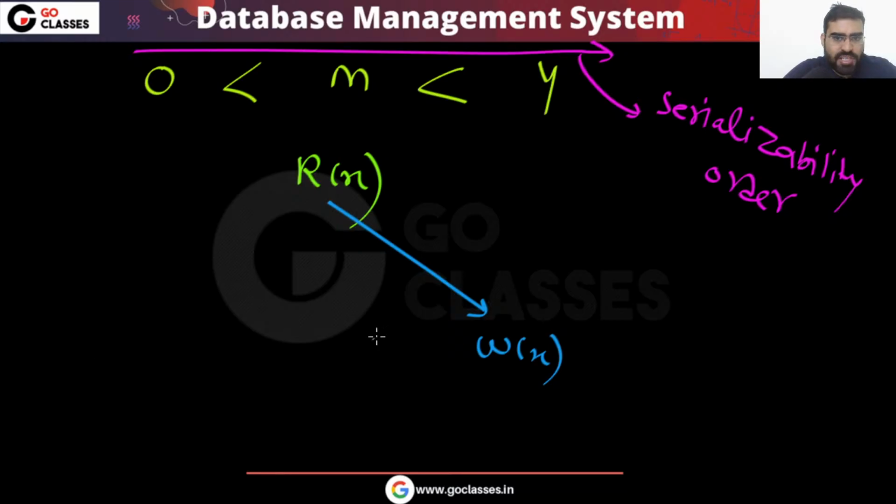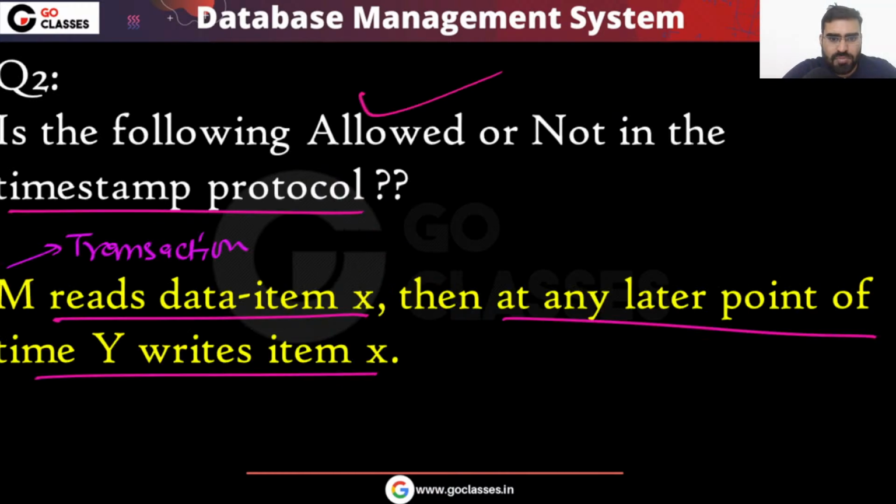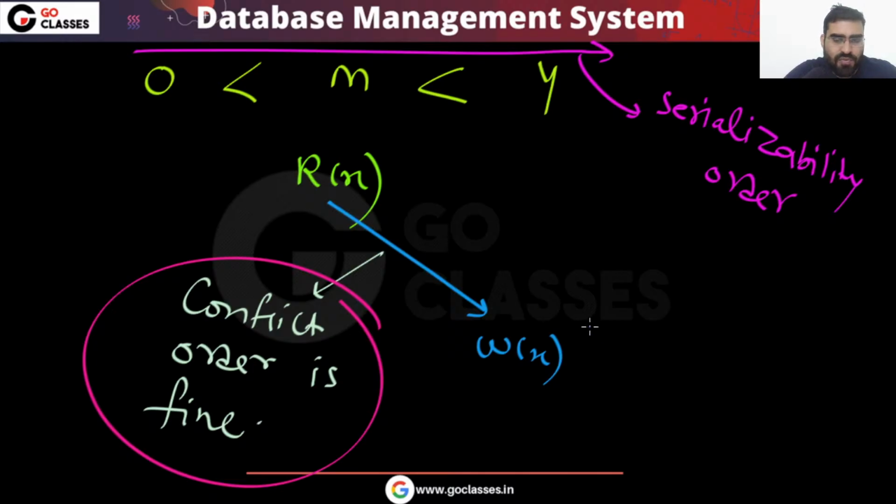This order of conflict is fine. So definitely this is allowed, I can say. Right? Yes or no? So this is going to be allowed. Very simple, because this conflict order is fine. We don't have any problem with this conflict order.